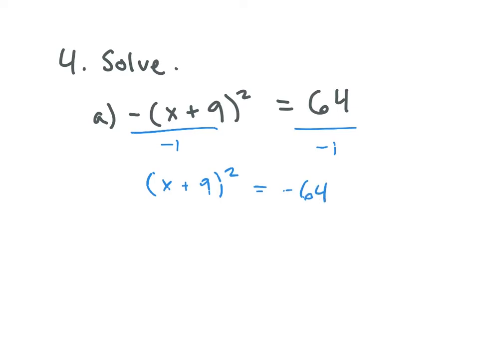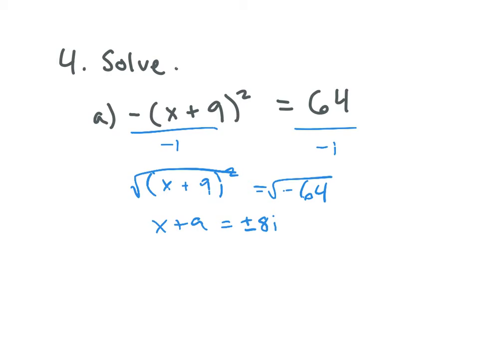Now what can we do? Take the square root of both sides. So x plus 9 is equal to, what is the square root of negative 64? Just negative 8? Just 8i, plus or minus. Remember, you can't forget that plus or minus because then you're missing half the answer.